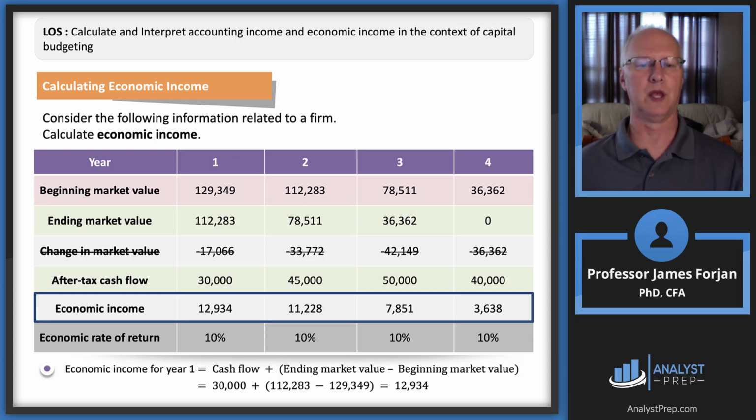So compute the economic income. Let's just look at the very bottom there. Let's start with the cash flow, 30,000. And then let's take the difference between ending and beginning. So we've got the 112 minus the 129. That gives us economic income of 12,934. You can do that all the way across in those following years.